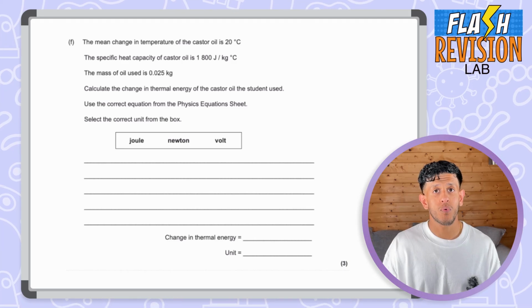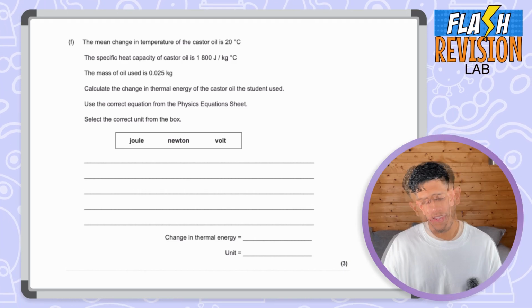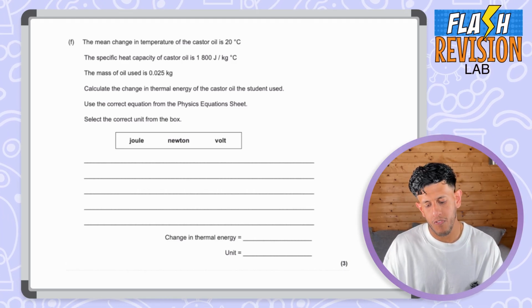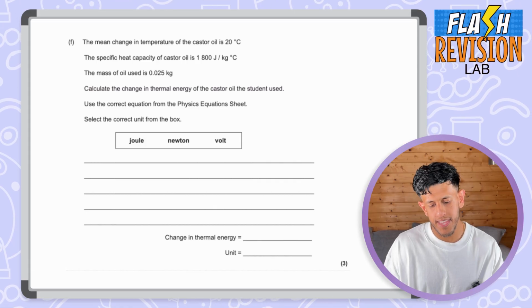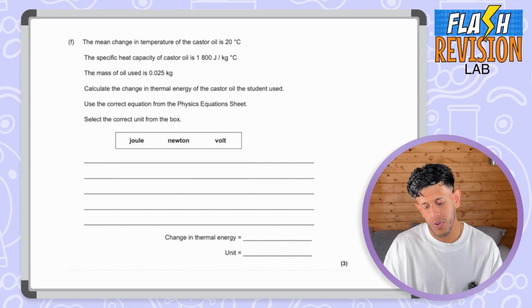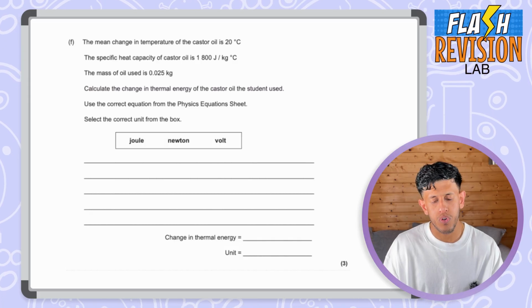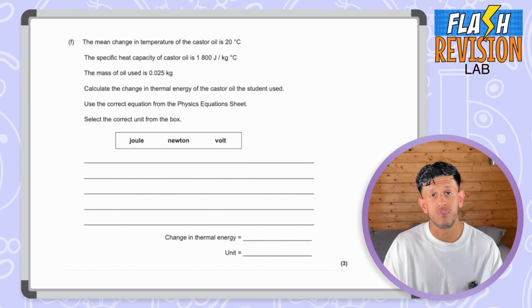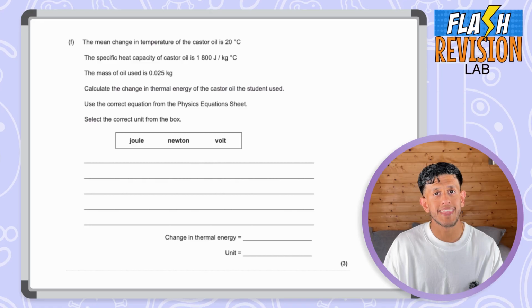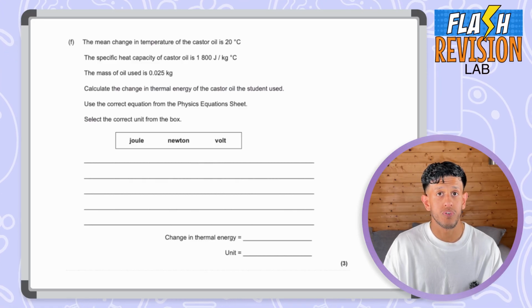Okay, so today we have a question on specific heat capacity. The question says the mean change in temperature of the castor oil is 20 degrees C. The specific heat capacity of the castor oil is 1800 joules per kilogram degrees Celsius. And the mass of the oil used is 0.025 kilograms. And it says to calculate the change in thermal energy of the castor oil that the student has used.